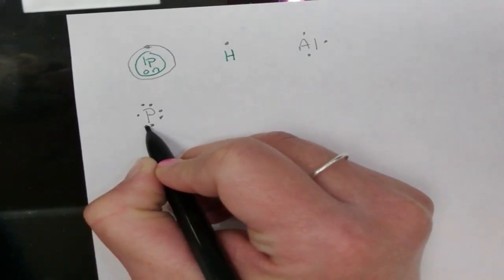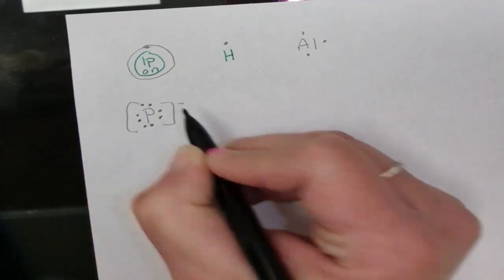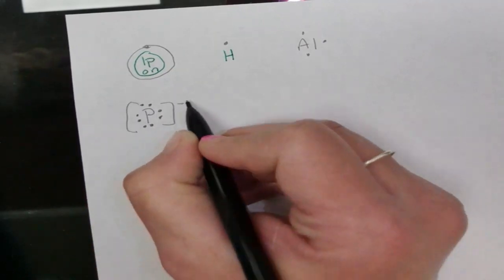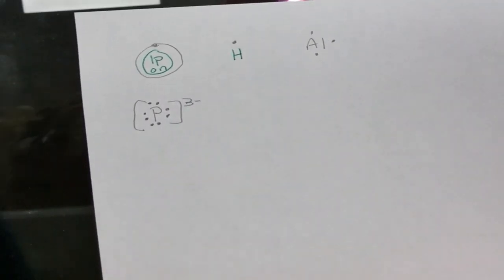So when phosphorus gains 3 electrons, it becomes a negative. And how many electrons did it gain? 3. 3 minus.